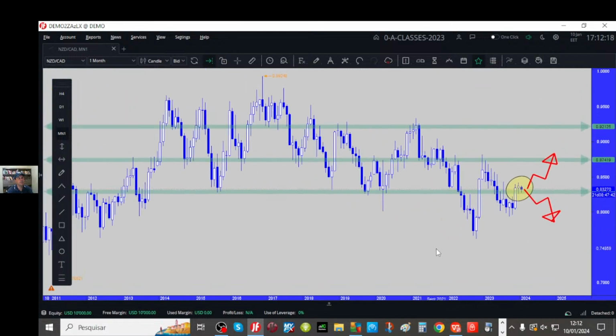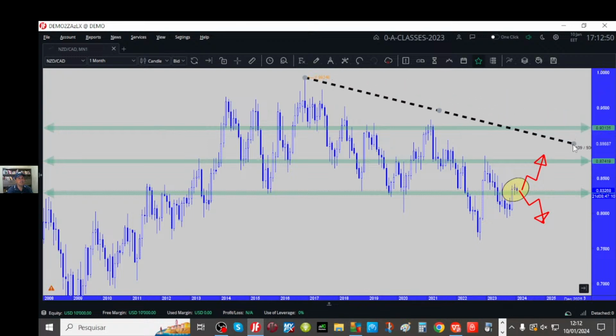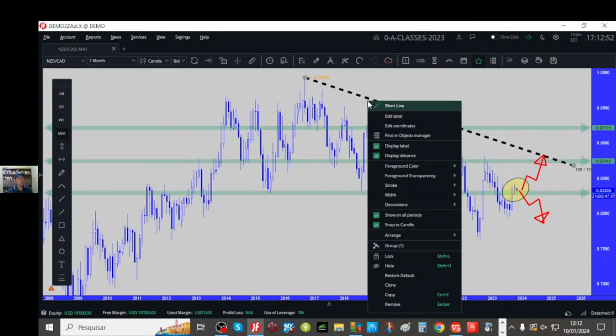Would you say NZD on the monthly chart is falling down or moving up? In general, based on what you see, do you understand this market as going down, making lower lows, lower highs, or going up, making higher highs, higher lows? Boss, I don't know. We can use trend lines, right? We've learned trend lines so far.